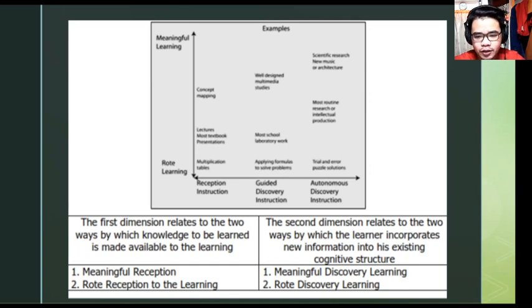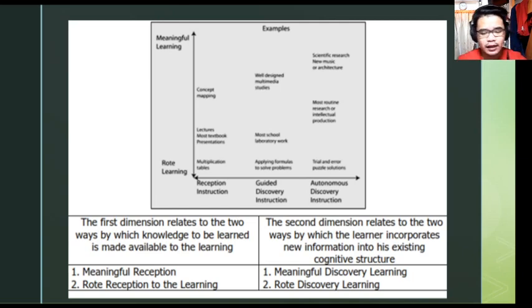So, the first dimension relates to the two ways by which knowledge to be learned is made available to the learner. Okay? To the learner. Not to the learning ito. To the learner. So, meron yung meaningful reception. Okay? And then, rote reception to the learning. The second dimension relates to the two ways by which the learner incorporates new information into his existing cognitive structure: meaningful discovery learning, okay, and rote discovery learning.